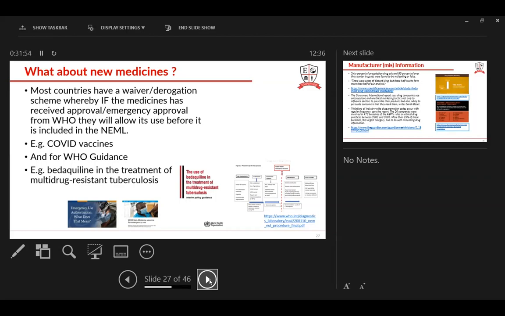Most countries have a what? Waiver scheme, whereby if the medicine has received approval, good. Emergency approval from who? WHO. Andy said that. WHO is the monitoring arm. They have a big list of EML, but you have the NEML, which includes your National Essential Medicine List. COVID vaccine, are they on your country's EML list? Maybe somebody could tell me, yes, we have included COVID vaccine on our EML list, because COVID is still around, people are still taking vaccine.